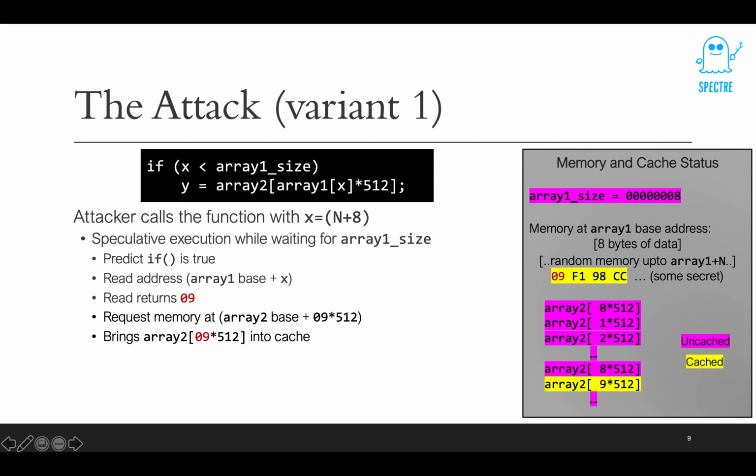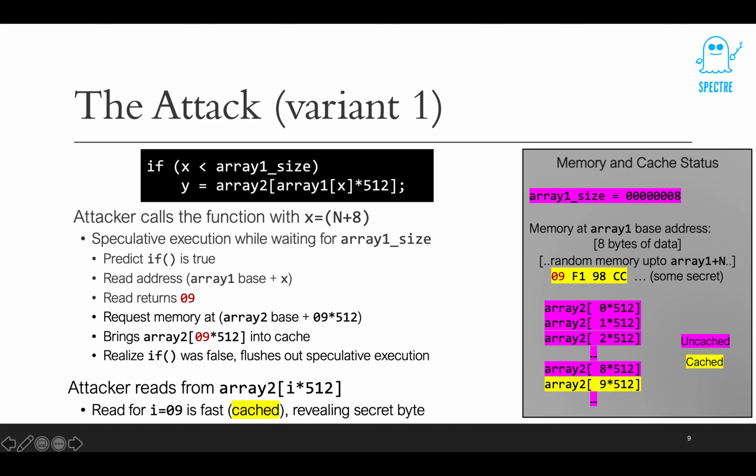Speculative execution continues and requests memory from array2 base plus read value 9 times 512, which brings that value into the cache. At some point afterwards, the processor realizes that speculative execution was wrong since the if statement was false and flushes out all the register changes, but the cache state never gets reverted.